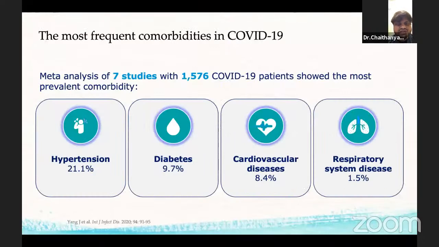So in a recent meta-analysis done in 1,576 COVID-19 patients, you can see the presence of comorbidities. 21% of them had hypertension, 10% of them had diabetes, approximately 8.5% of them had heart disease, and only 1.5% of them had respiratory system disease. So diabetes along with hypertension and cardiovascular disease remains one of the most common and prevalent comorbidities in the presence of COVID-19. Next slide.